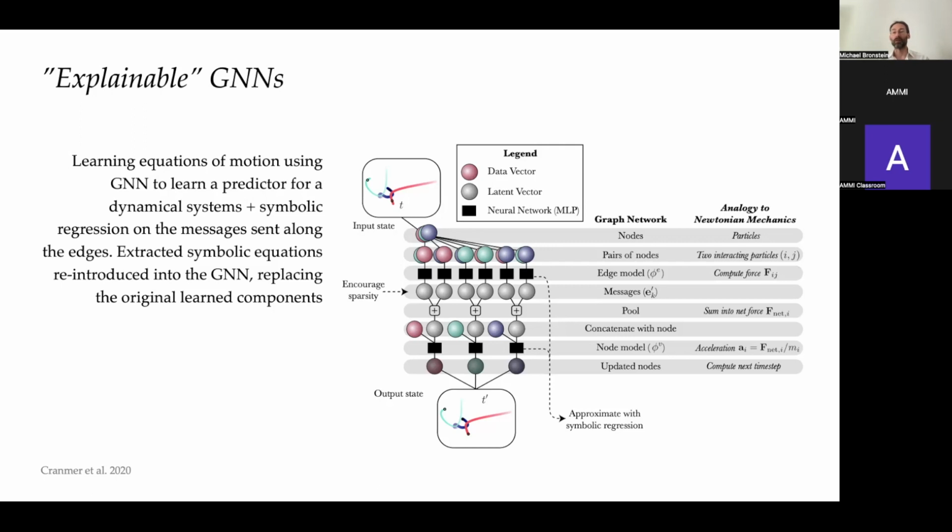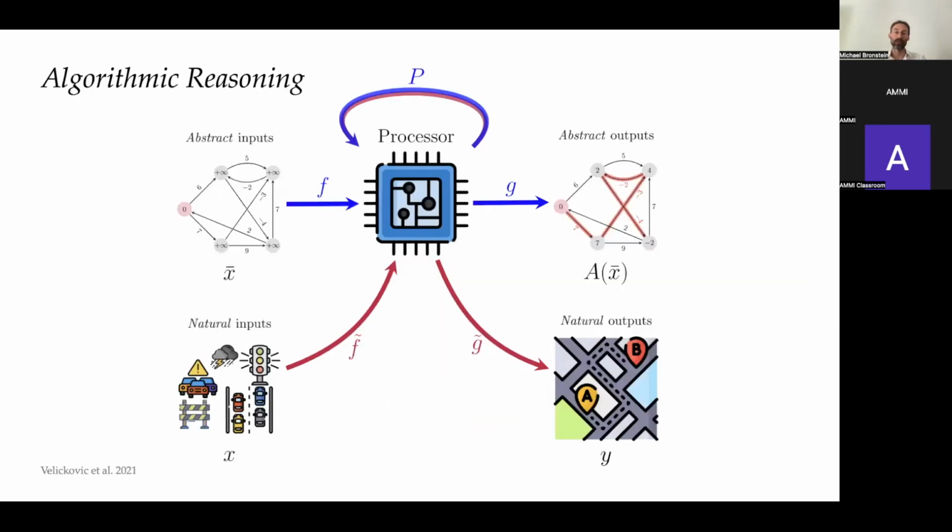One of them is modeling physical systems, to try to learn message passing functions that are physically correct and interpretable. This is a very nice paper by Cranmer from 2 years ago, where they learned a generic message passing function on a multi-particle system, and then they regressed symbolic equations that essentially give you a closed form formula for how the different constituents of such a system interact with each other.